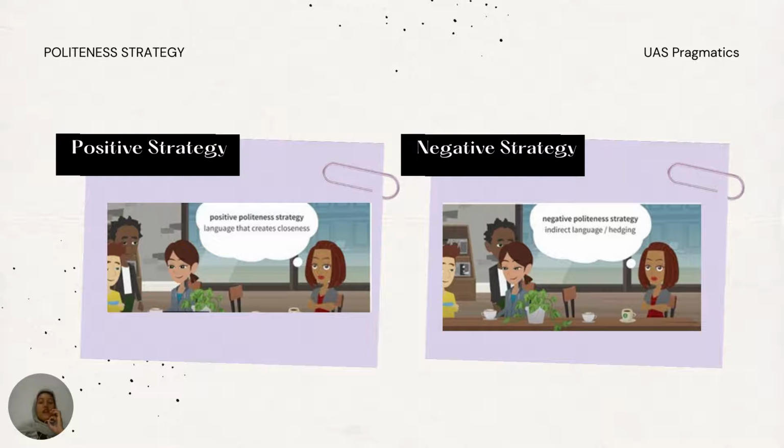Something different, Tina chooses the negative politeness strategy. She doesn't want Tom to feel imposed on, so she makes it easier for him to turn down the request by using hedging and indirect language. She showed awareness for his negative face.